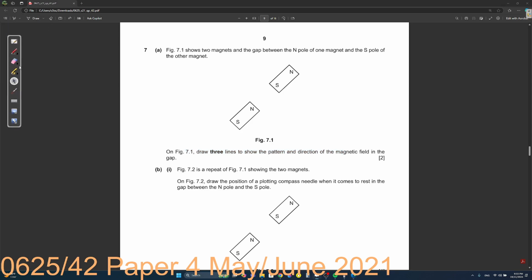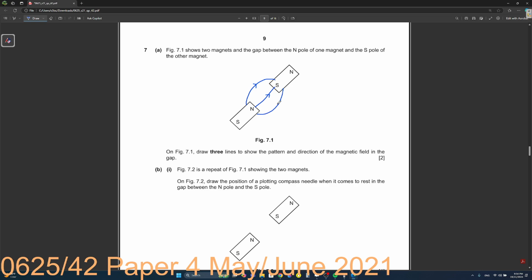Obviously, our magnetic field will be going from north to south. So they said in the gap. Okay, so don't be doing this. No, we said in the gap. Okay, so we're gonna do this. It goes one straight from north to south. If you have a ruler in the exam, it would help. One like this and one like this.